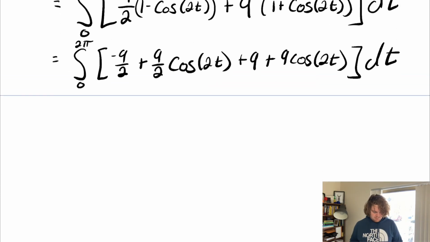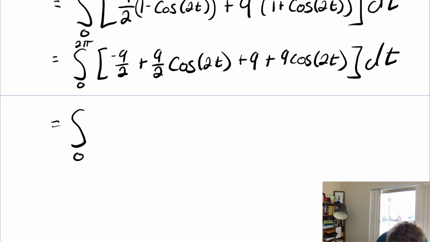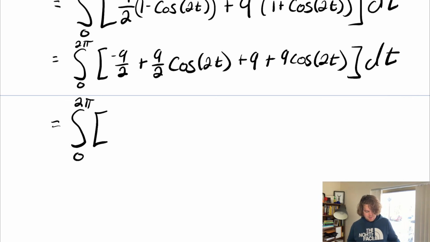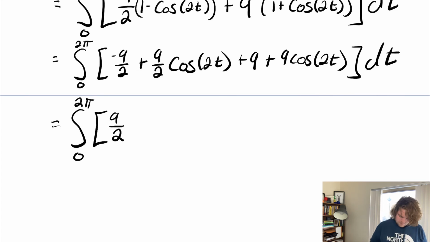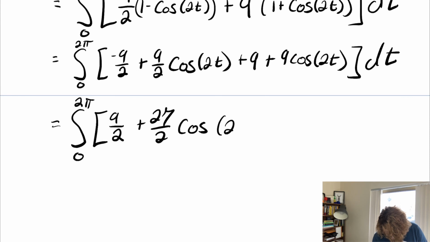Again, still just keeping up with some algebra here. So what can we combine? It looks like we have a negative 9/2 and a 9. We could write that as 18/2 minus 9/2, which gives us a 9/2. And then we have a 9/2 cosine of 2t plus a 9 cosine of 2t, so that's going to give us a 27/2 cosine of 2t.